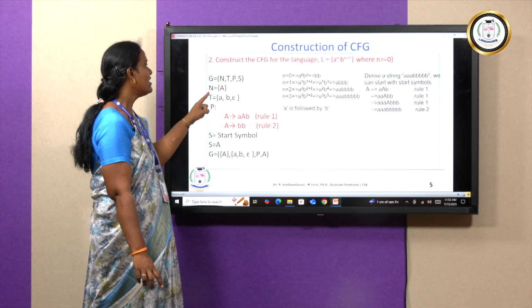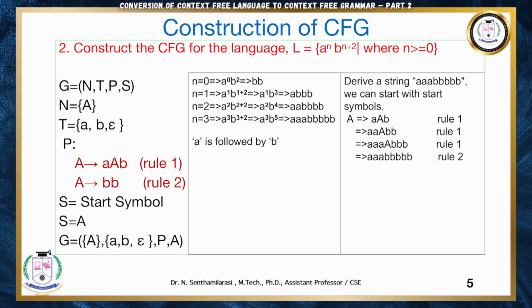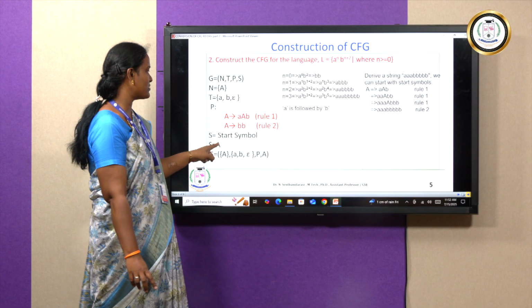So what is my N? Here I am having the capital A, so that is my non-terminal. So T, what are the terminals? A, B, and here epsilon will not be there, A, B. And here the start symbol will be what?